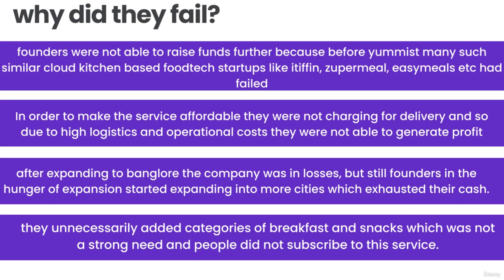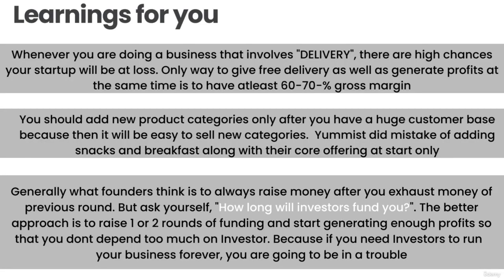So these were the four main reasons why Yummist failed. So some learnings for you now. The main learning is that whenever you are doing a business that involves delivery, there are high chances your startup will be at loss. This is something that we have been seeing in the history of startups. Never has it been that you are involved in a grocery delivery startup or e-commerce startup that gives delivery and you are profitable. This is a very rare scenario, right?